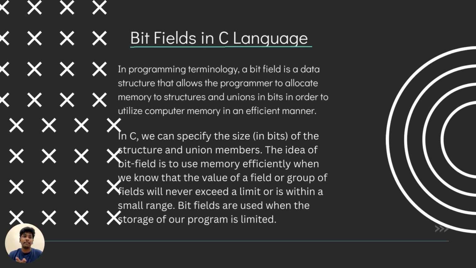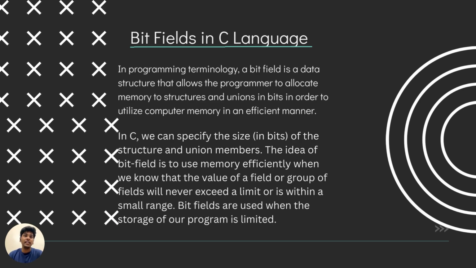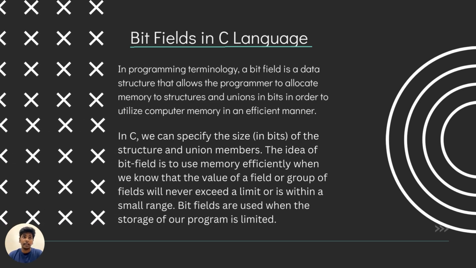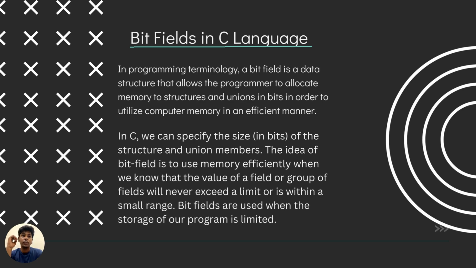Now, bit fields in C language. In programming terminology, a bit field is a data structure that allows the programmer to allocate memory to structures and unions in bits in order to utilize the computer memory in an efficient manner. If the programmer knows how many bits he's going to use for declaring a variable, he can reduce the size of the variable.